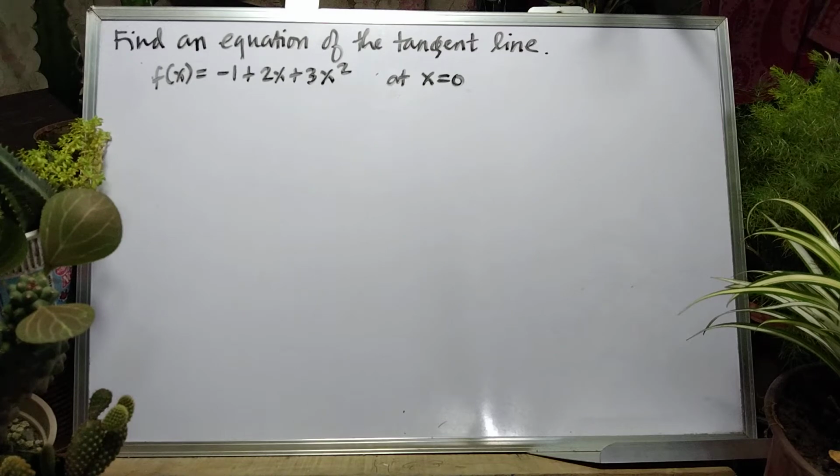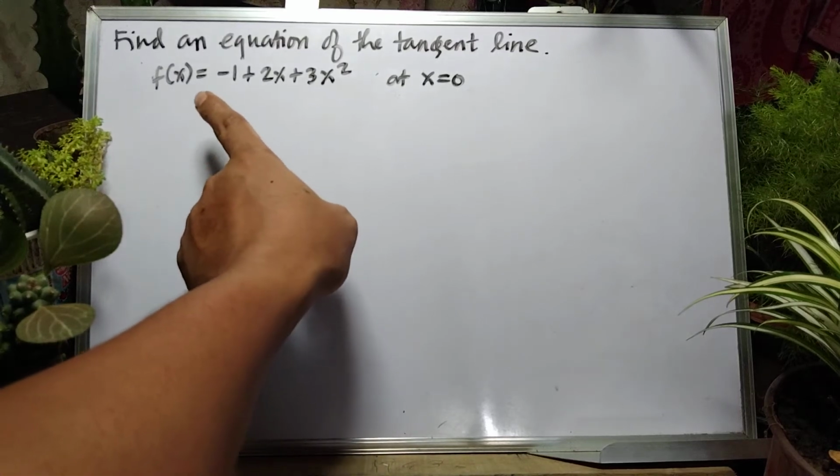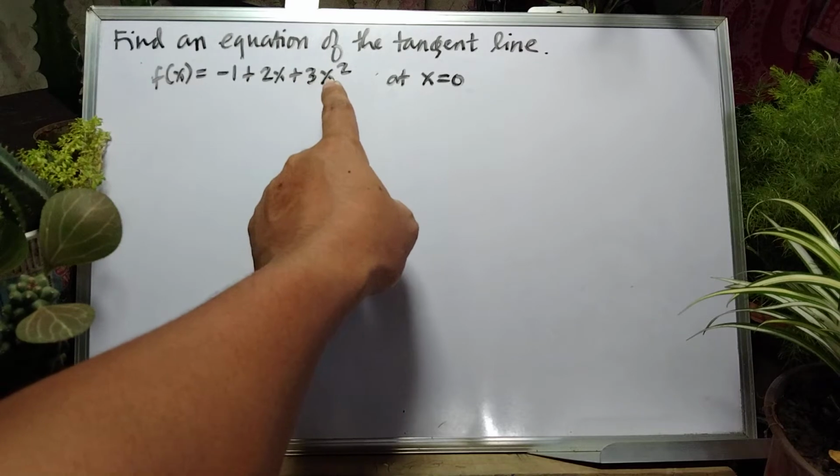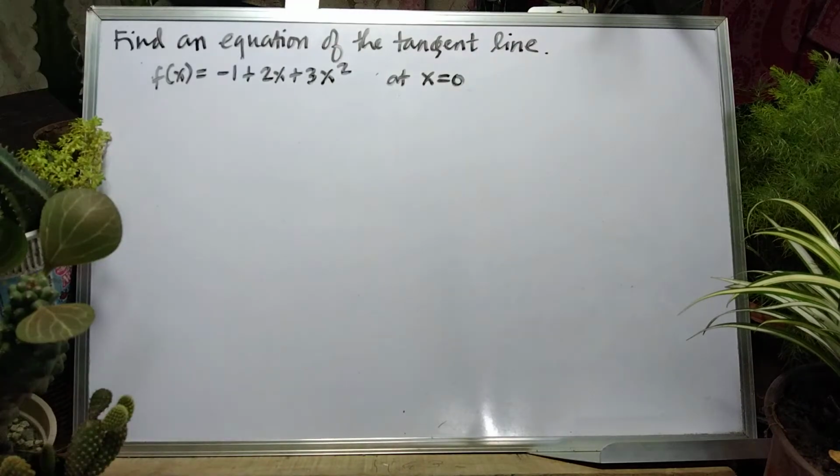Okay, karon mag-solve ta og some problems sa pre-calculus, no? Pre-calculus topic. Most especially in finding an equation of the tangent line. So, suppose we are given the function f of x is equal to negative 1 plus 2x plus 3x squared at x is equal to 0. And you will be asked to find an equation of the tangent line.